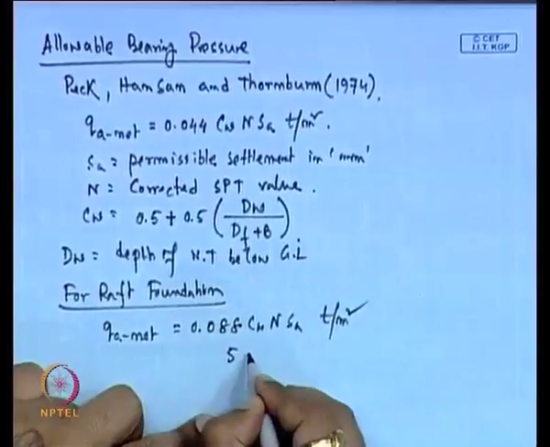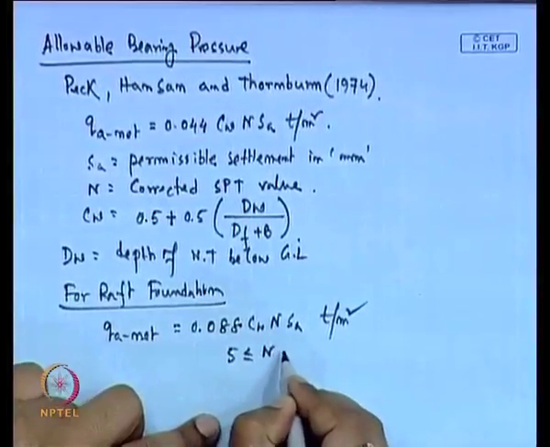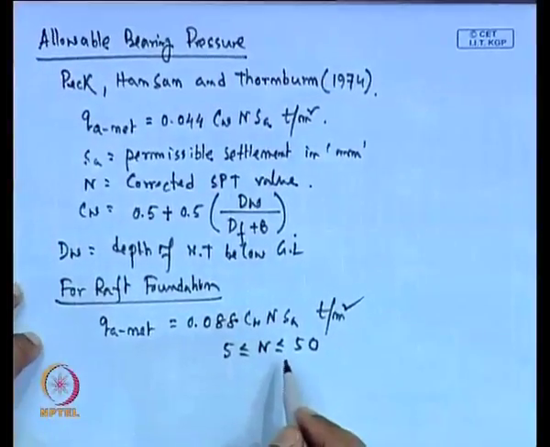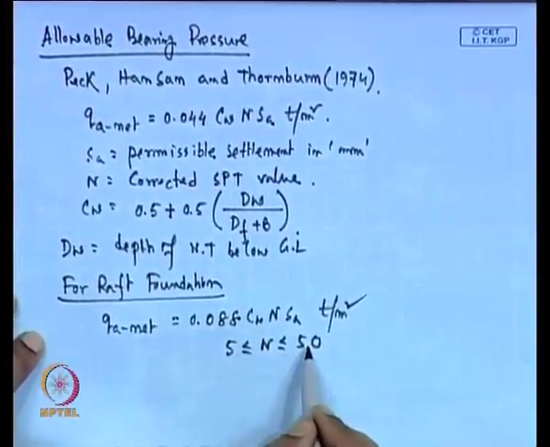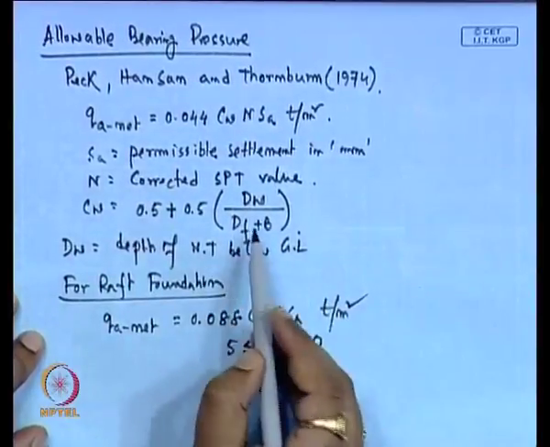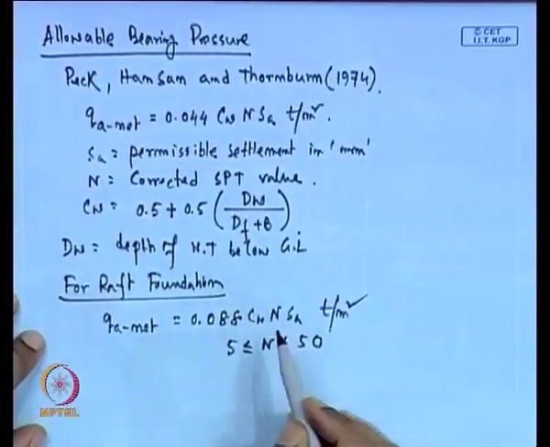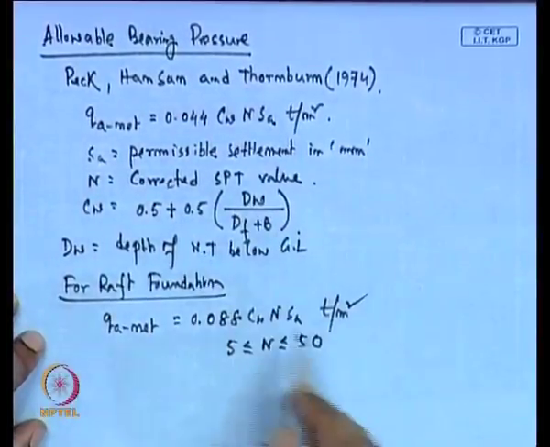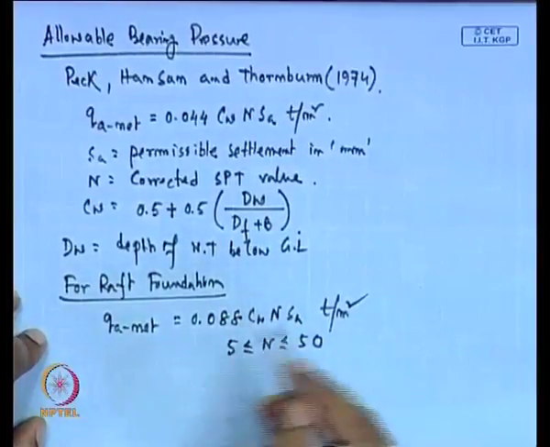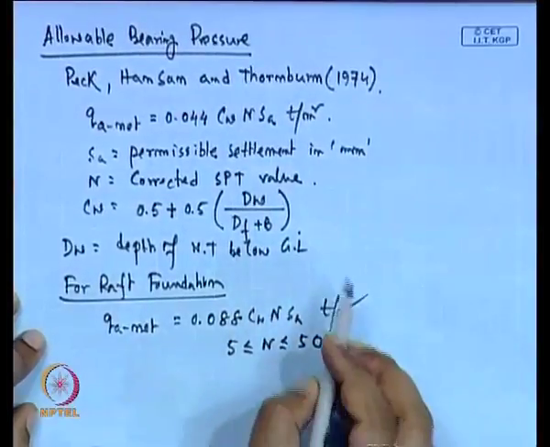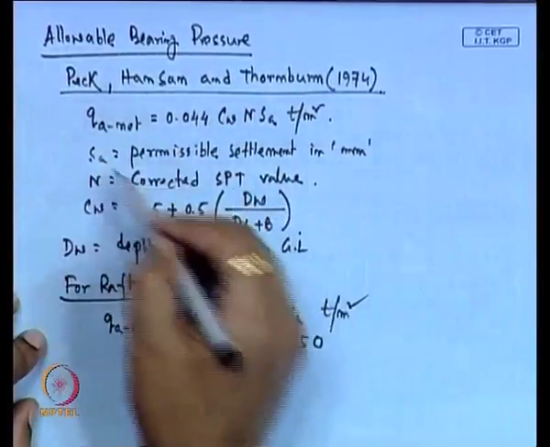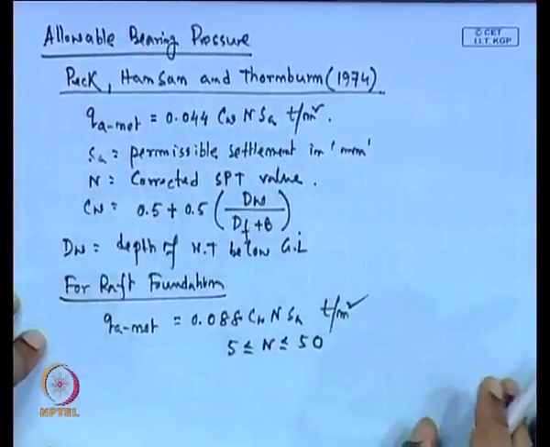This is applicable within 5 to 50 N value. So, now by using this consideration we can directly calculate the net allowable. There are other correlations also available, correlation given by Teng, correlation given by Meyerhof, correlation given by Bowles, but I will discuss only this. This is a very popular correlation that we can use, that is Peck, Hansen and Thorburn.